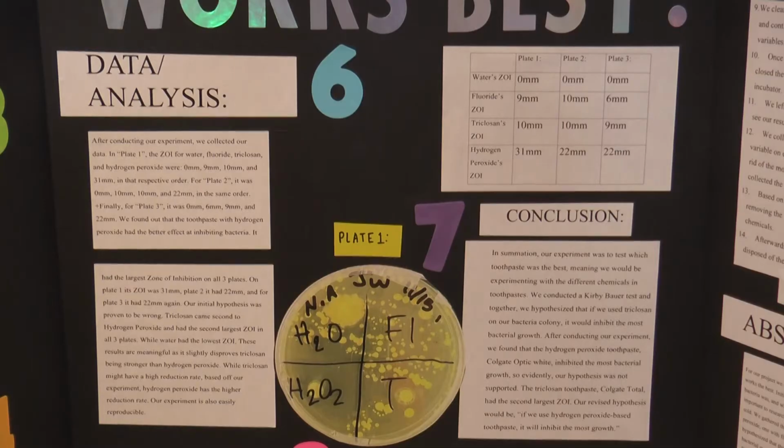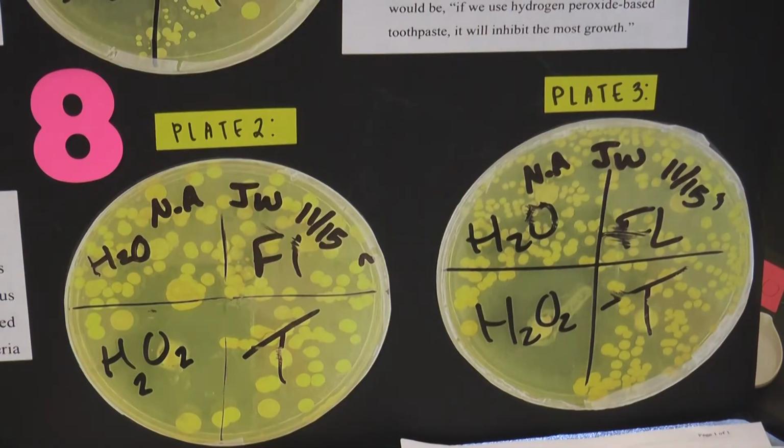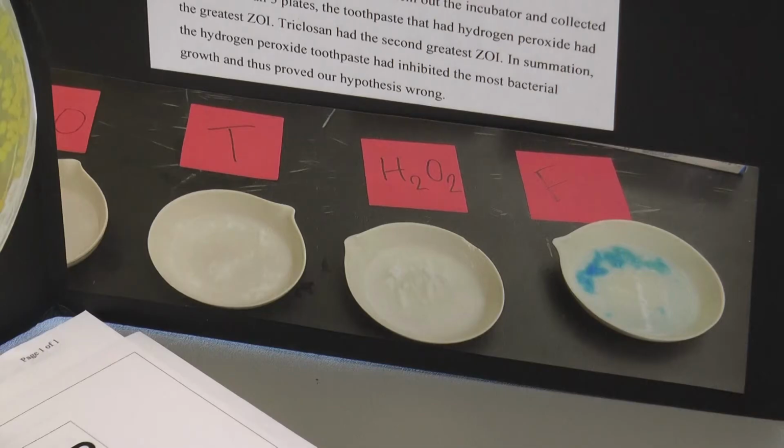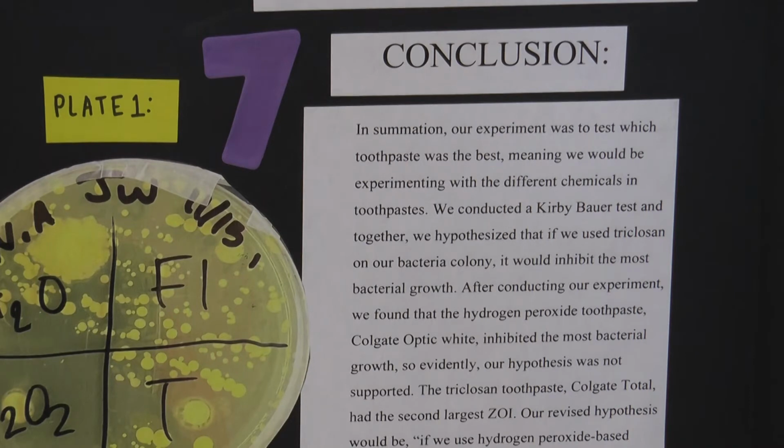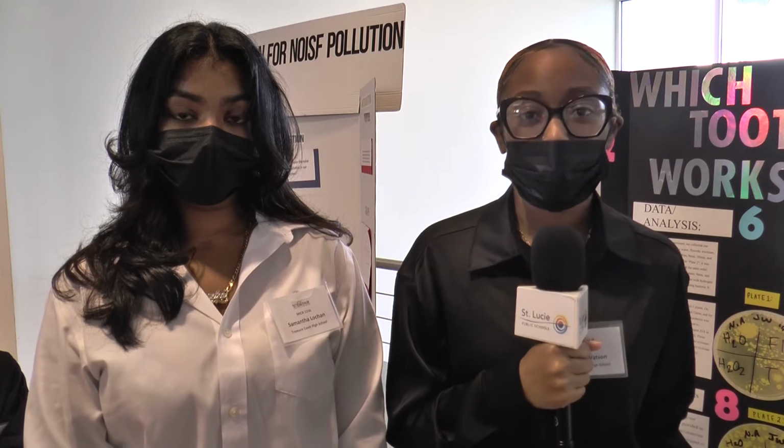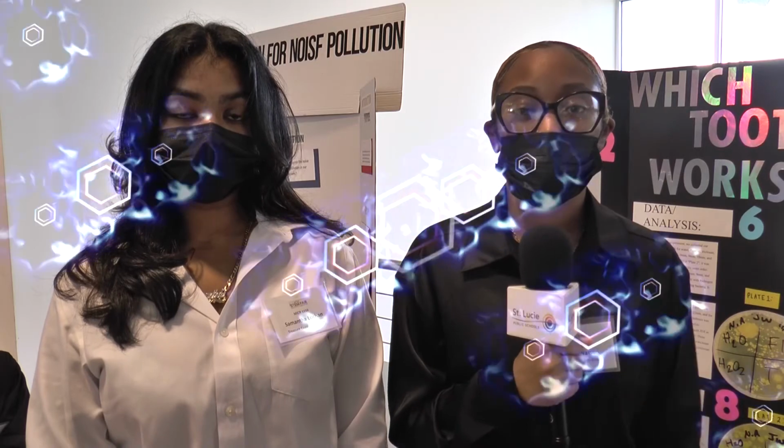And based off of our results here, hydrogen peroxide had the greatest and largest ZOI, or the zone of inhibition. And based off of the zone of inhibition, it tells you which chemical had inhibited the most bacteria, and since hydrogen peroxide inhibited the most bacteria, it did work the best compared to triglycerin. So our hypothesis was actually refuted. We chose triglycerin based on the reviews. We saw that with the toothpaste with triglycerin, a lot of people were saying how good it worked and how great it worked, so we just initially thought that that toothpaste was going to work better.